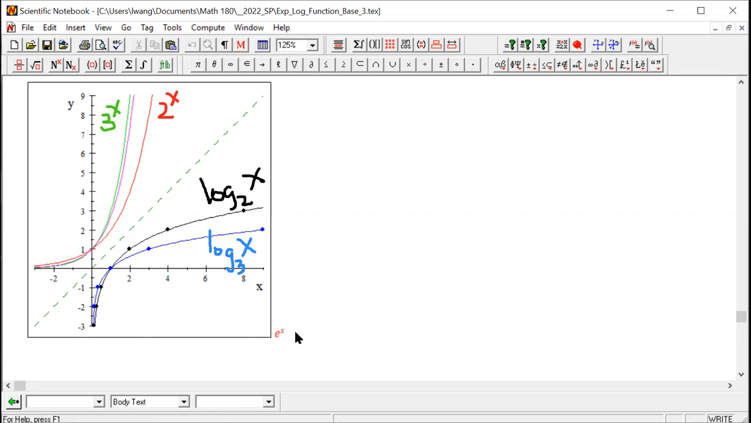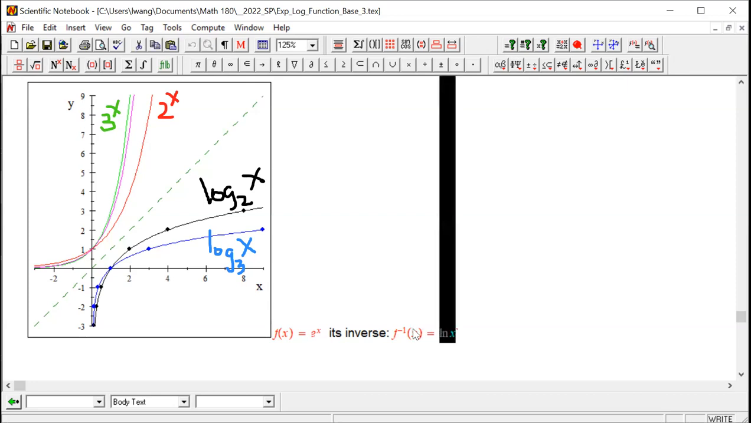I'll give you a heads up. What's the inverse of e to the power x? The inverse is f inverse. We're going to do the whole nine yards for this one. But for now, as far as the graph goes, from what we know, where do you think ln x is going to be?